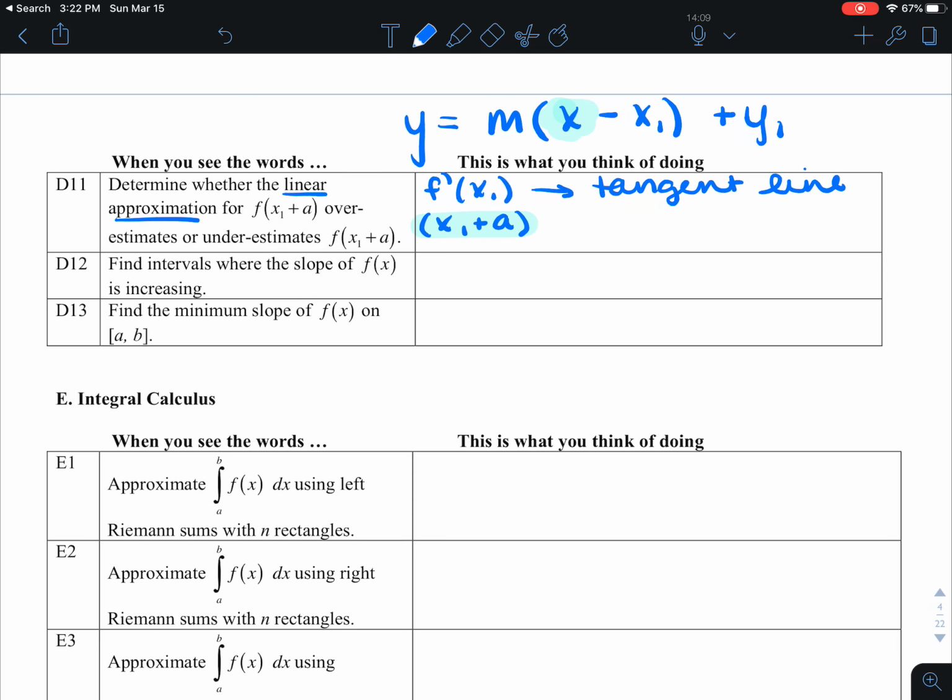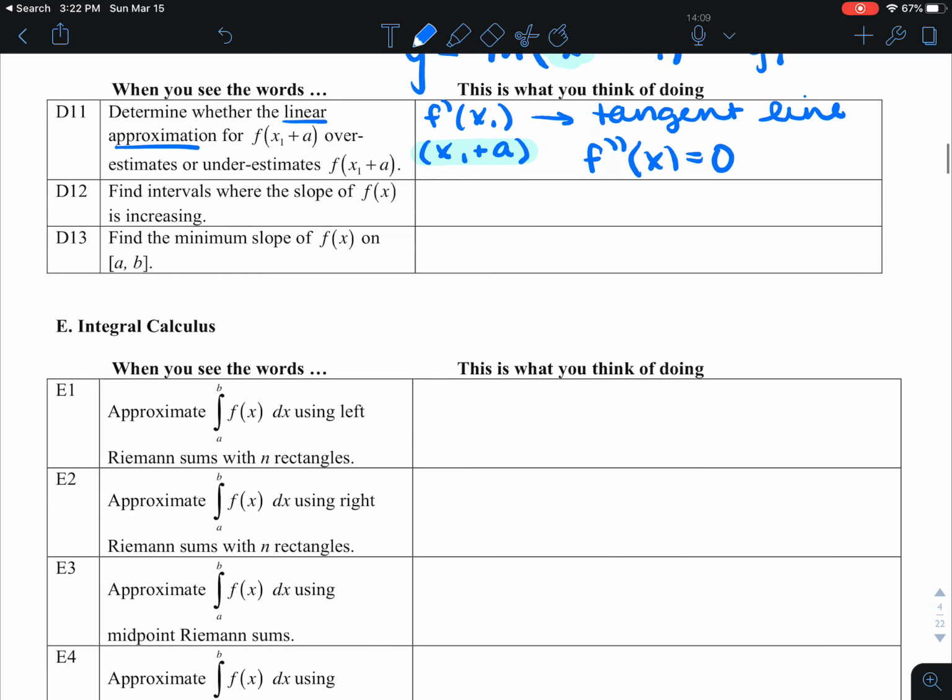The second part of that is whether it's an underestimate or an overestimate. This is where we're going to use f double prime of x equaling 0. Because once we know the concavity, then we can determine whether the tangent line is sitting above it or sitting below it. All right, D12.